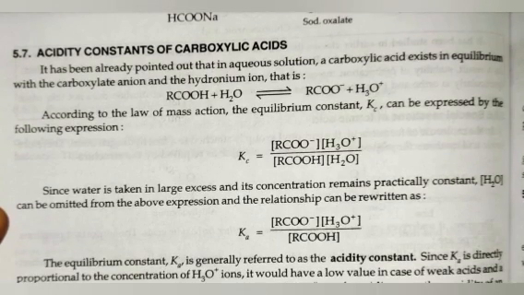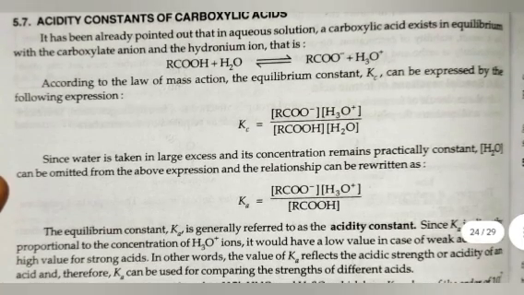Acidity constant of carboxylic acids. It has already been pointed out that in aqueous solution, a carboxylic acid exists in equilibrium with the carboxylate anion and the hydronium ion, that is RCOOH plus H2O gives RCOO negative plus H3O positive. According to the law of mass action, the equilibrium constant Kc can be expressed as: Kc equals RCOO negative times H3O positive divided by RCOOH times H2O.